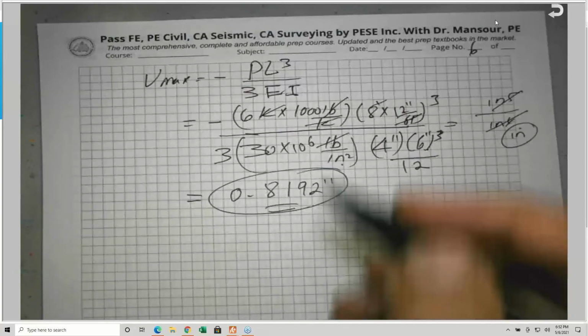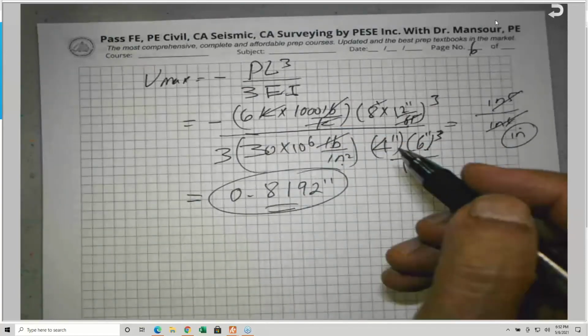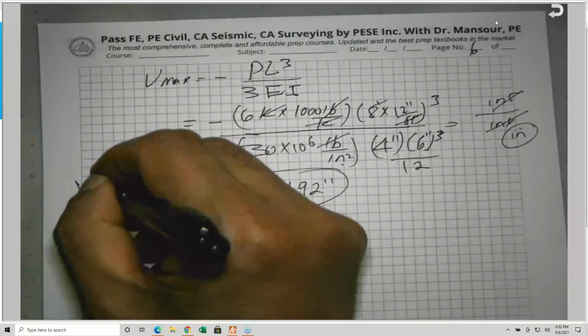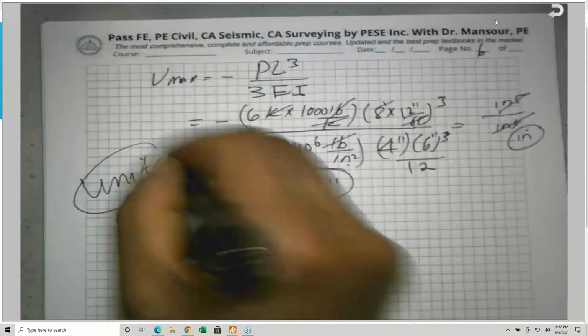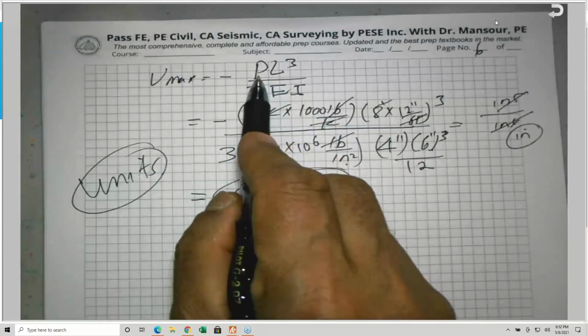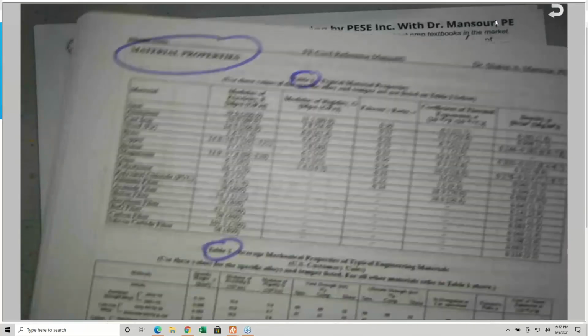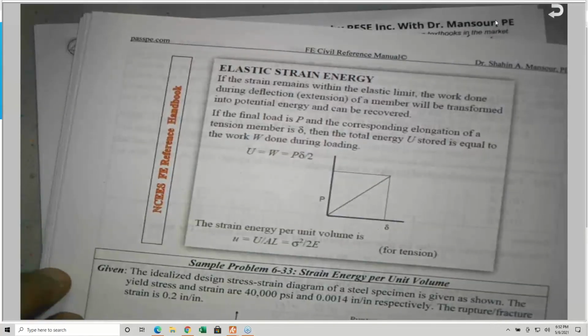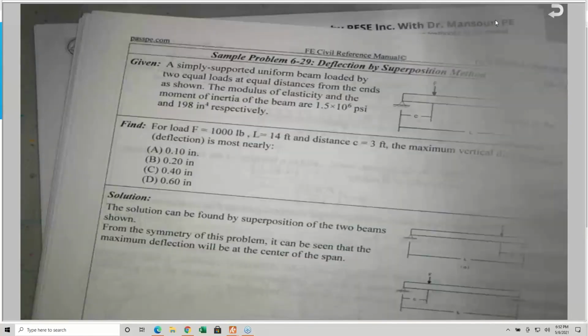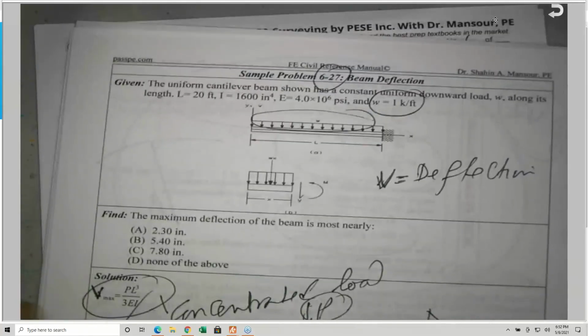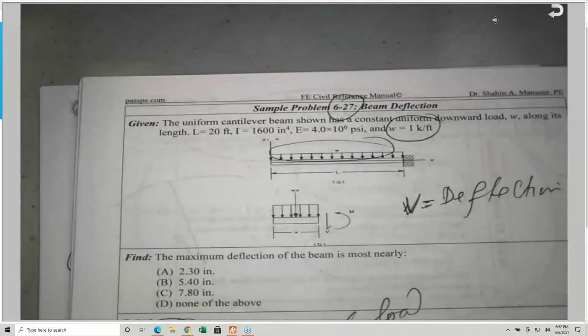So the point I would like to make here is units. And this is easy for concentrated load. The distributed load problem I gave you is even more difficult as far as units. It's so tricky. And I'm talking about this problem here. And this is what I need you to do.